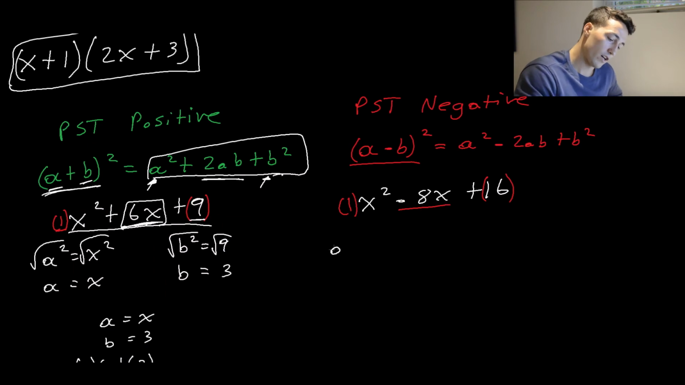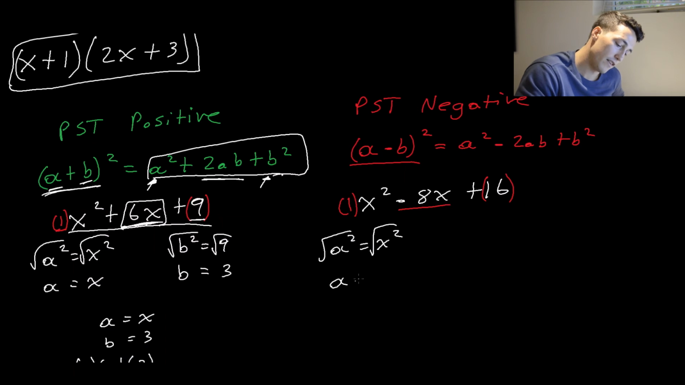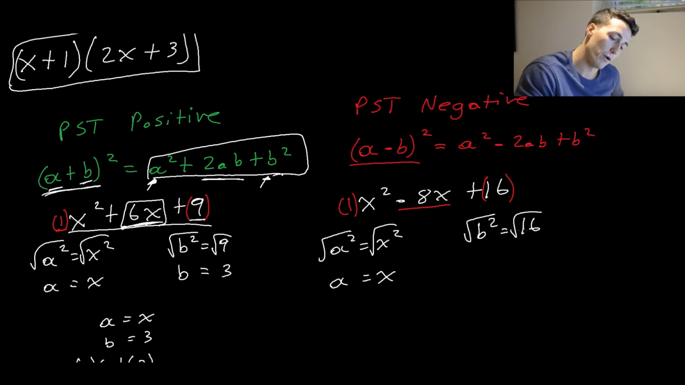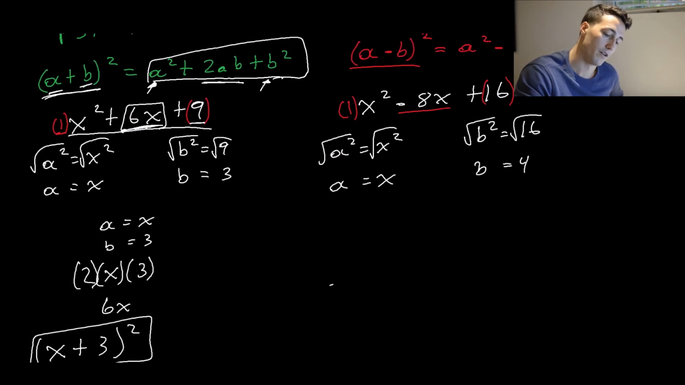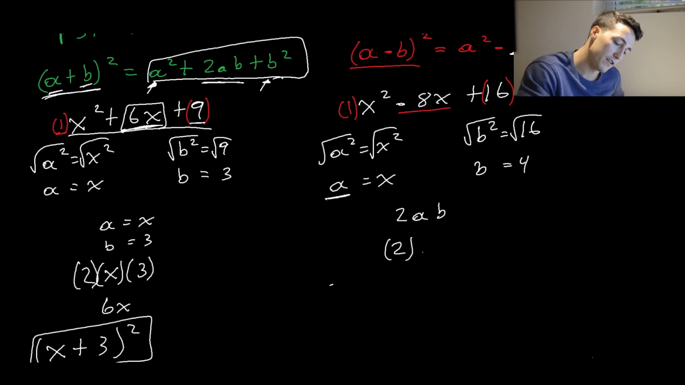So we're going to say that our a squared term is equal to x squared. And if we square root both sides, then we're going to get a is equal to x. So that works. And then we have our b squared term is equal to 16. So if we square root both sides, b is going to equal 4. So that works, because they're both whole numbers that we got as the result. Now we have our a term and our b term. We're going to look for this 2ab. That's right there. So 2ab is going to be 2 times our a term, which is x, multiplied by b, which is 4. So we're going to get 8x.